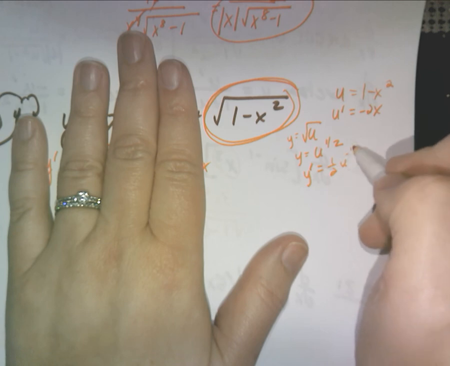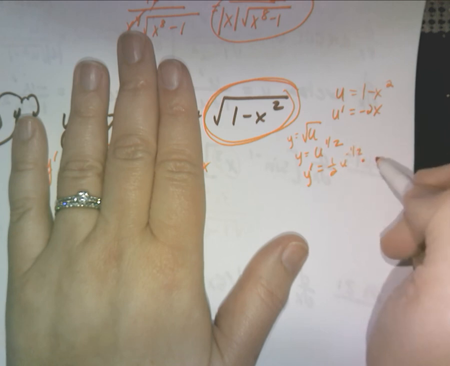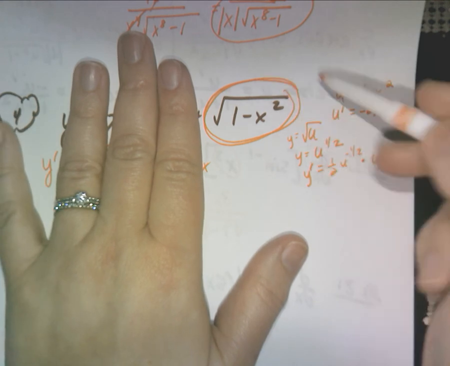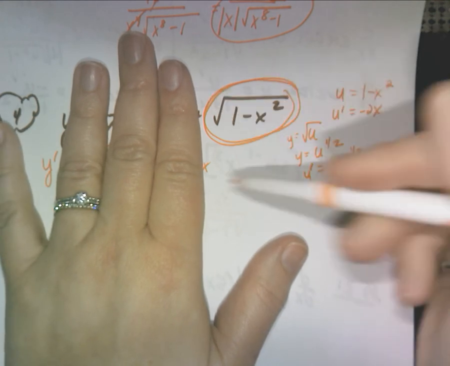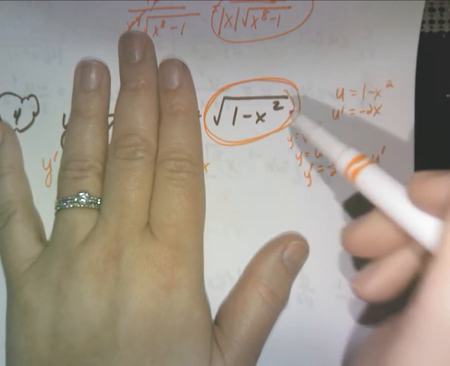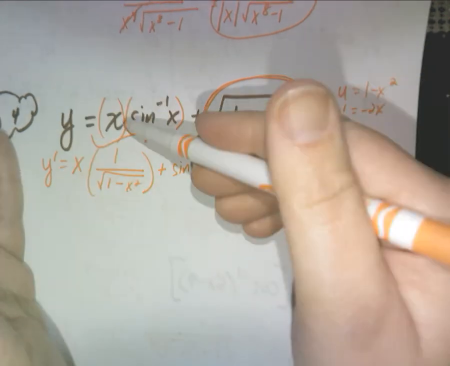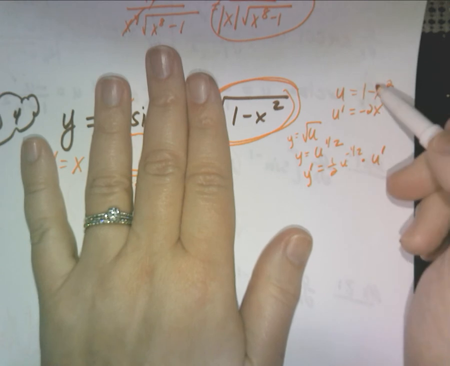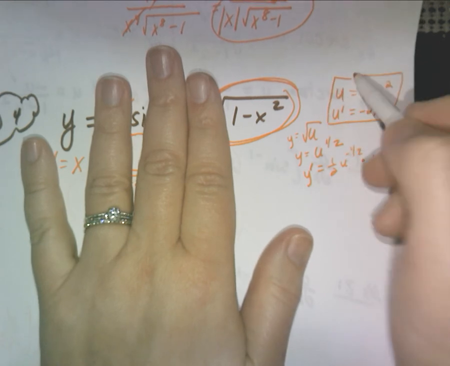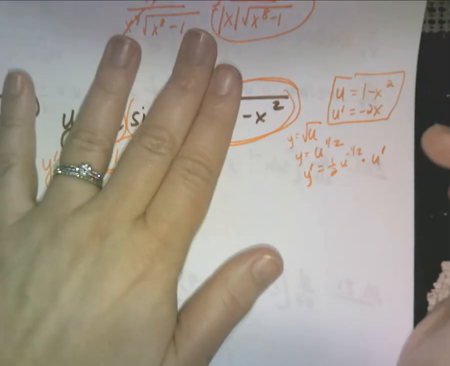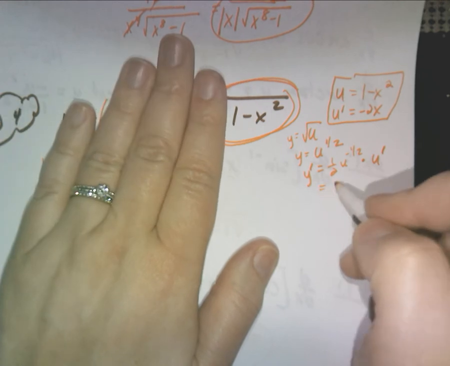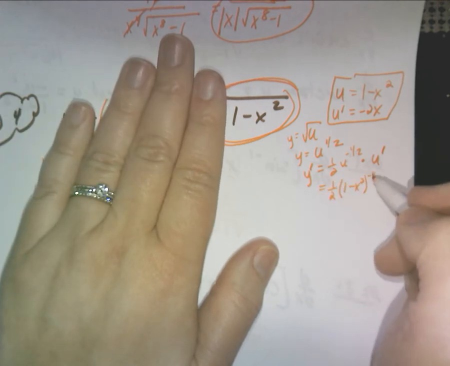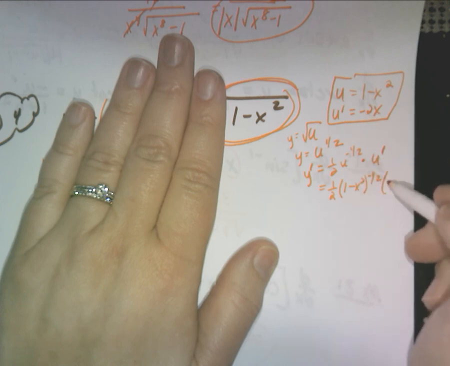1/2 u to the negative 1/2 times the chain. If you don't remember how to do it, go look in your notes. We've done the same exact one before. I've just attached it to something new that you've learned. Now let's replace this u inside here. Again, don't worry about anything else right now. Just replace this inside here. So let's see what I would have: 1/2 times 1 minus x squared to the negative 1/2 times the chain, negative 2x.